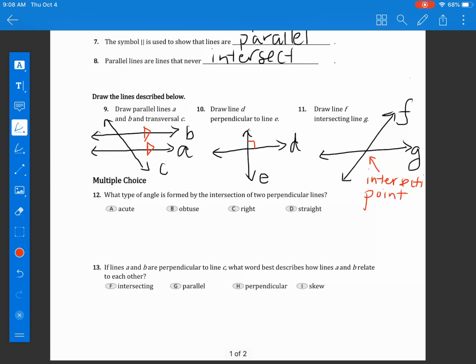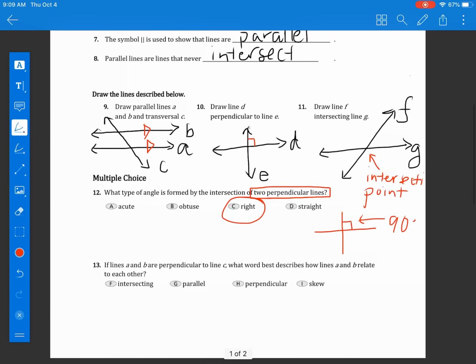Number 12 says, what type of angle is formed by the intersection of 2 perpendicular lines? If you're struggling with the vocab word there, let's focus on a couple important ones. It says perpendicular lines. So I'm going to look at 10 and draw something similar. What angle happens at the intersection of two perpendicular lines? That is 90 degrees. And we know a 90-degree angle is a right angle. So 12's answer is C.